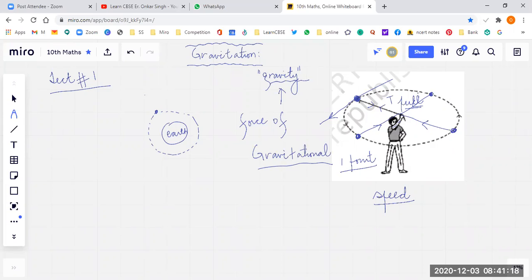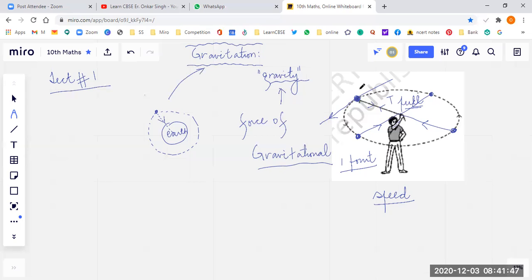There is no string here like this boy, but there is a gravitational force. Imagine there is an imaginary string, and this Moon is like a stone. It's always constantly pulled inwards by the gravitational force. This is the gravitational force.